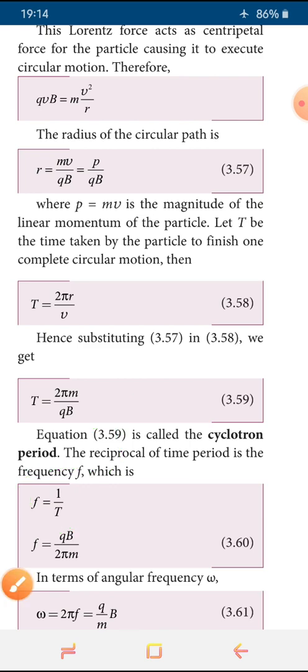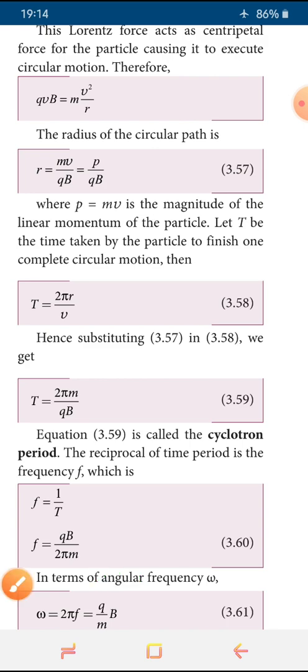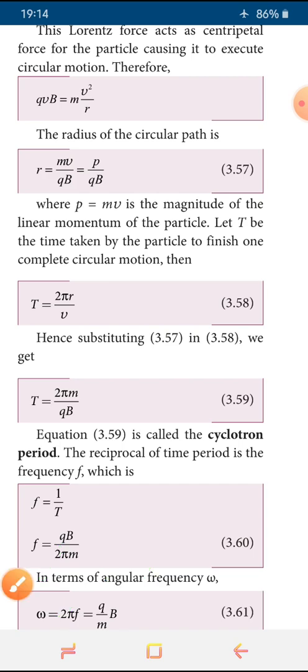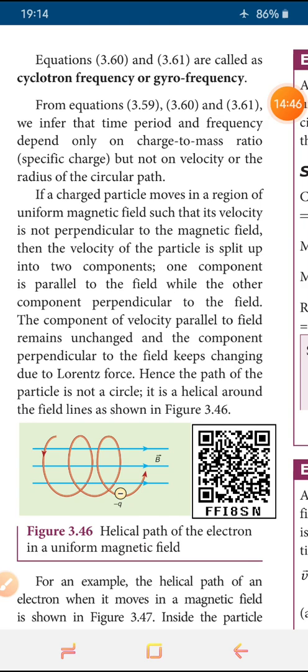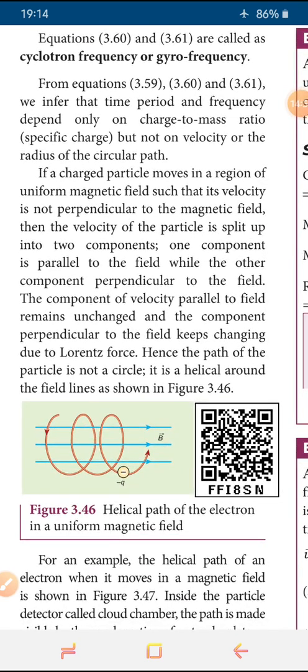Then we are substituting the f value from equation 3.60: 2 pi into qB by 2 pi m. This 2 pi and this 2 pi cancel after substitution. Then the equation will become qB divided by m. This is what? Angular frequency. These equations 3.60 and 3.61 are called the cyclotron frequency or gyro frequency.